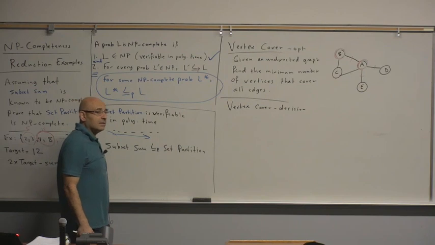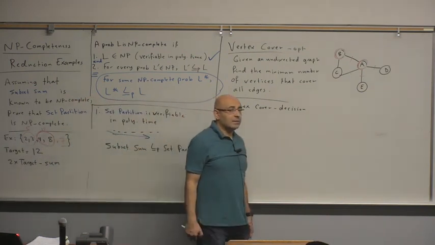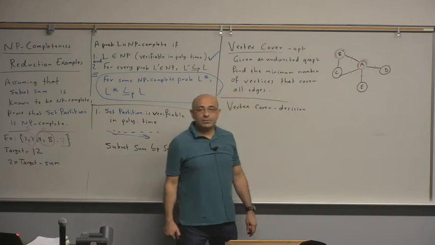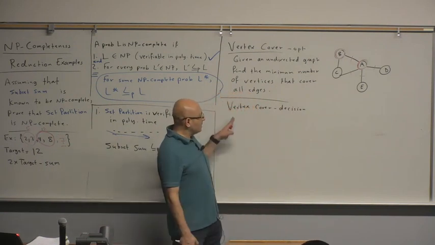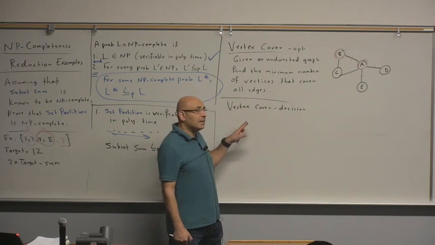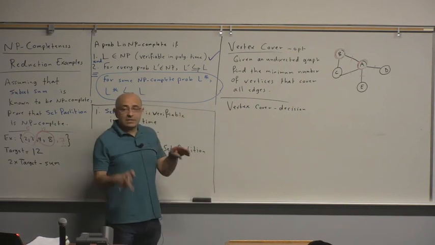Edges? No, 2 is the solution to this example. Okay, so 2 is the solution to this example. What should the target be? A set of vertices? A minimum number of vertices? Well, a number of vertices. T is a number of vertices.